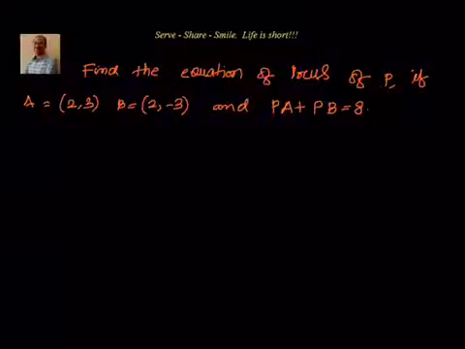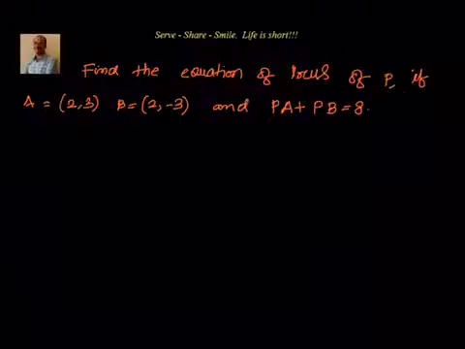In this session, let's look at some more examples related to locus. As part of that, we will try to solve this problem. Find the equation of locus of point P if A(2, 3), B(2, -3) and given PA plus PB equal to 8. We have to find the equation of locus of P.